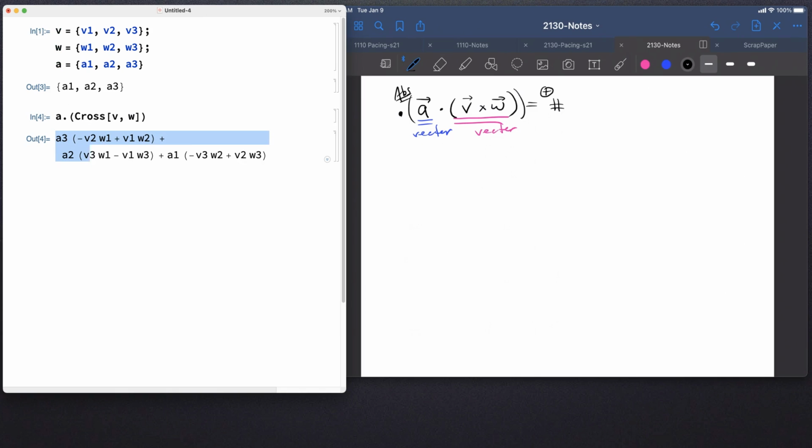And here is now this long dot product of A dotted with V cross W. So we can see that the answer is going to be some form of number.